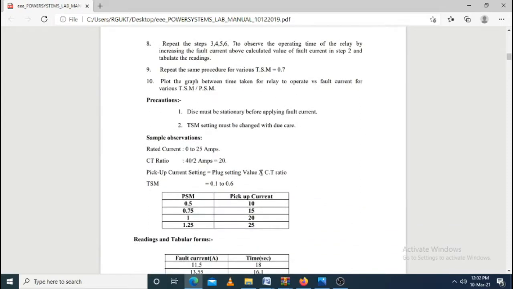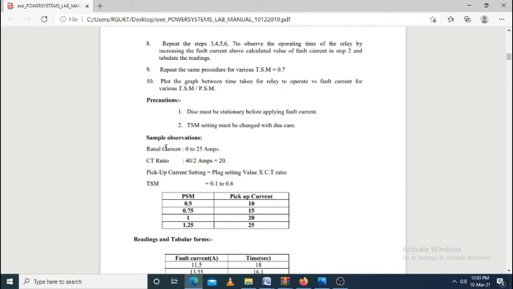The main precautions are that the disk must be stationary before applying fault current. Whenever we give the maximum current, the disk should be in the minimum, stationary position. The time setting multiplier setting must be changed with due care only.